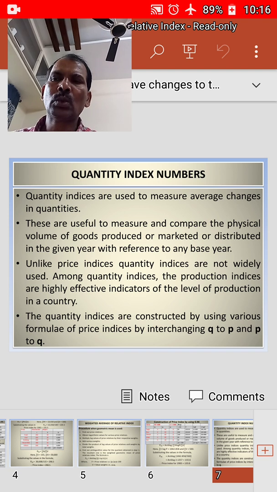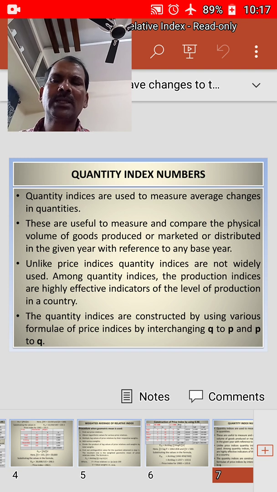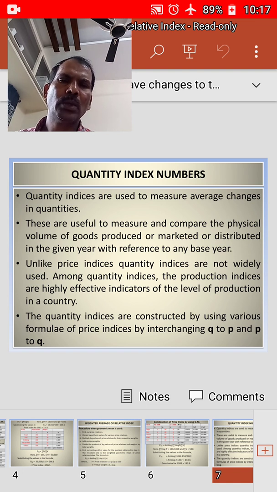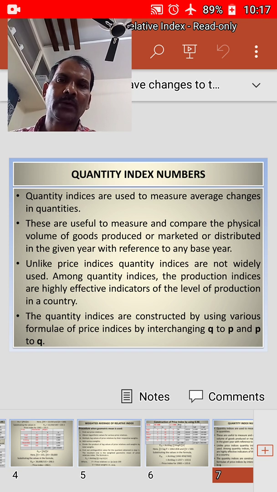These are useful to measure and compare the physical value of goods produced or marketed or distributed in a given year with reference to the base year, with reference to any base year. Unlike price indices, quantity indices are not widely used. Among quantity indices, the production indices are highly effective indicators of the level of production in a country. If you want to know the status of a country, you must know the production of that country.